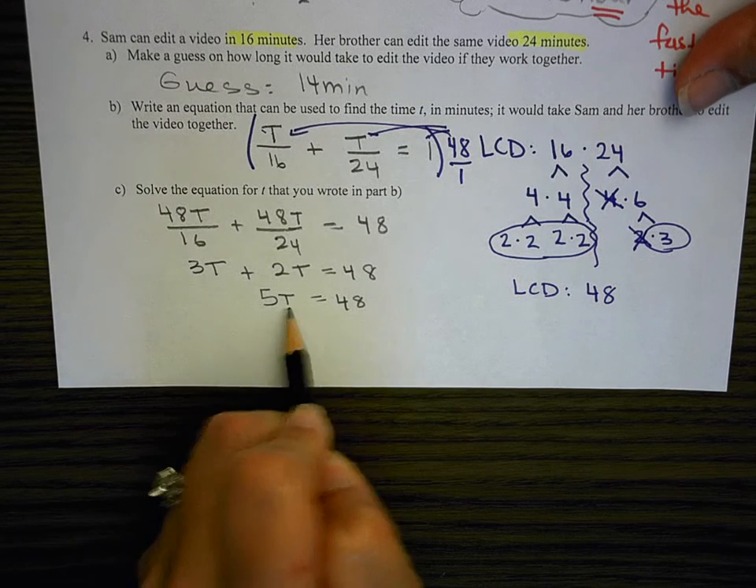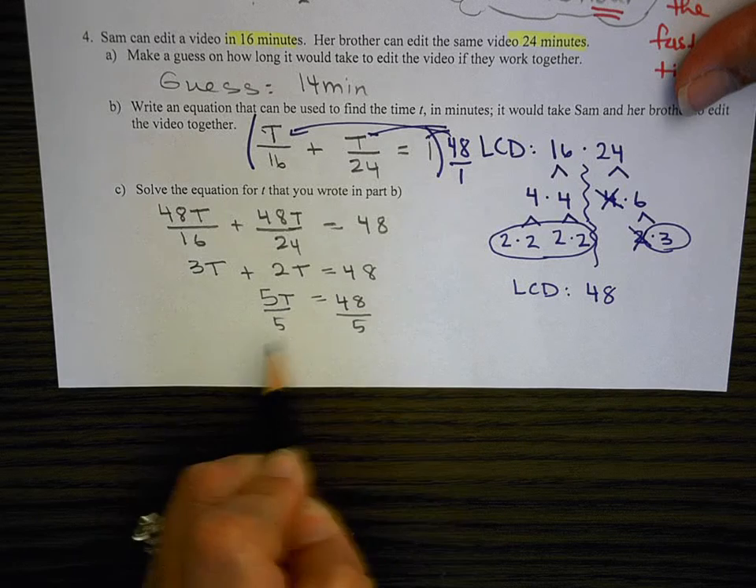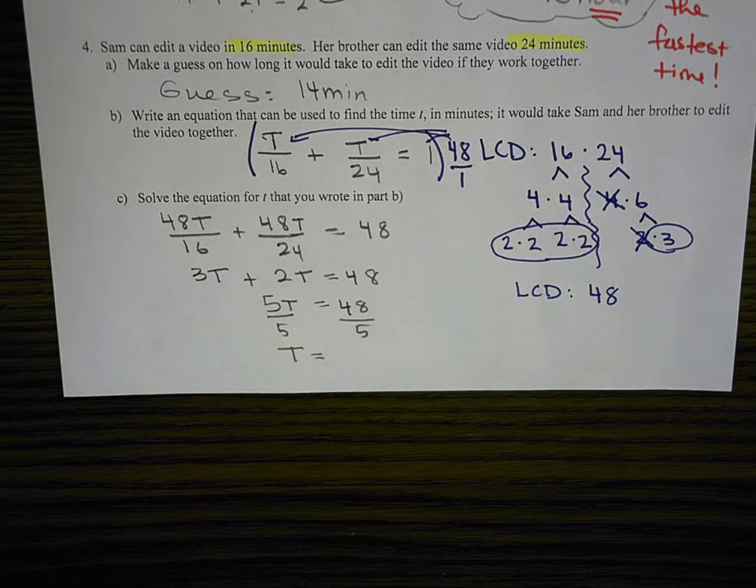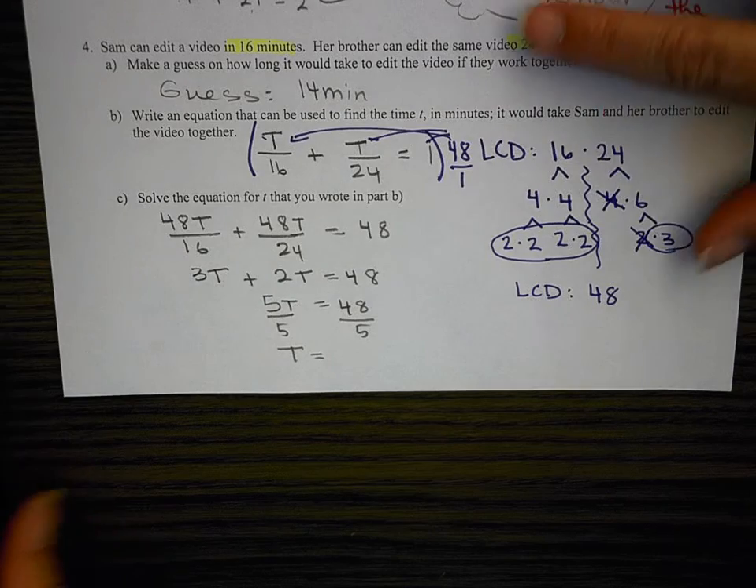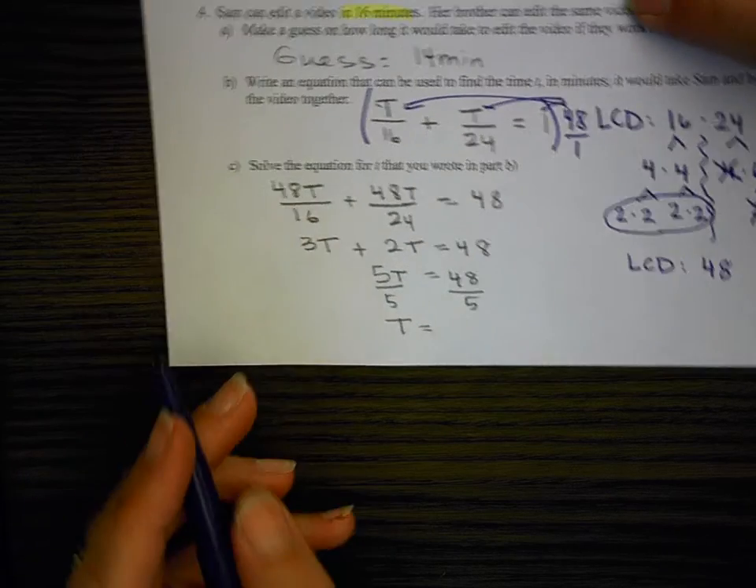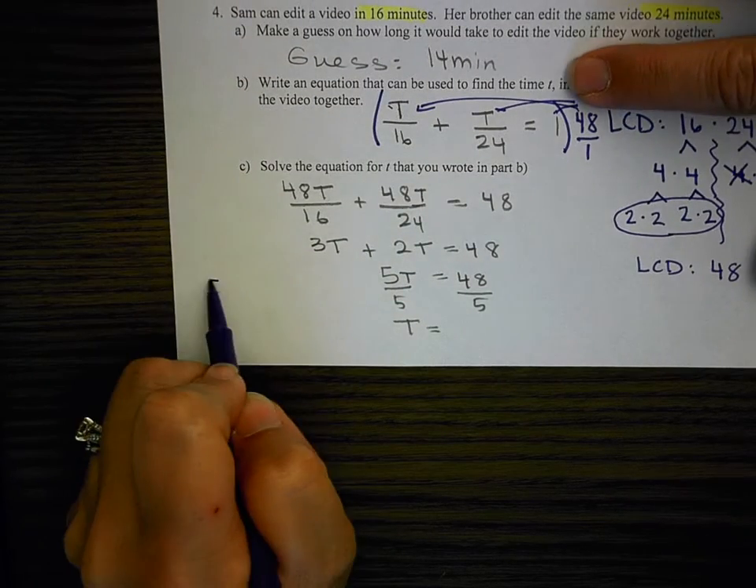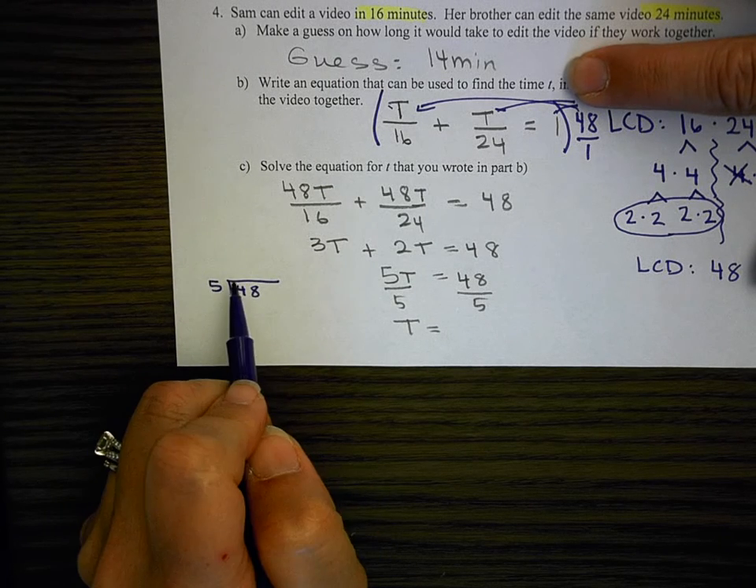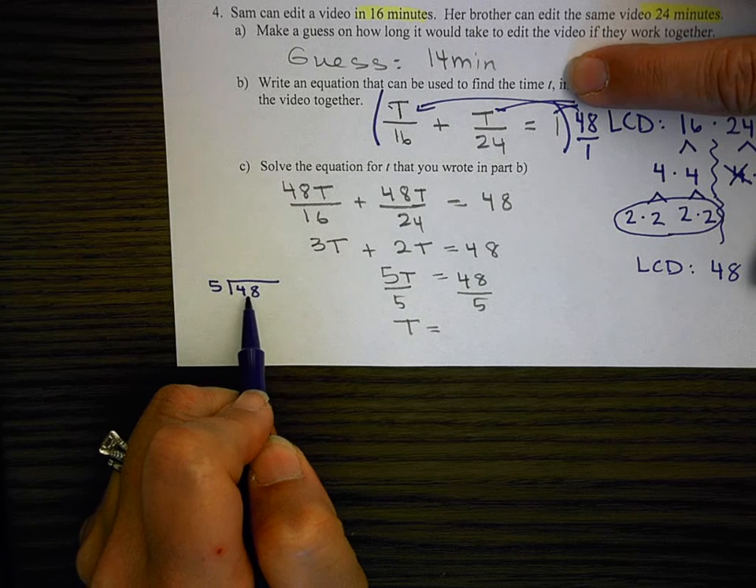And then divide by 5. So that would be t equals 48 over 5, and so because we're dealing with minutes, we should actually do some long division there to figure that part out, okay? So I'm going to go ahead and just do 5 divided by 48 over here. So 5 goes into 48 9 times.